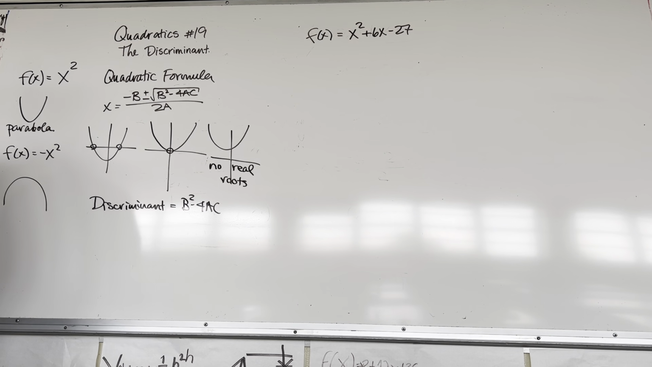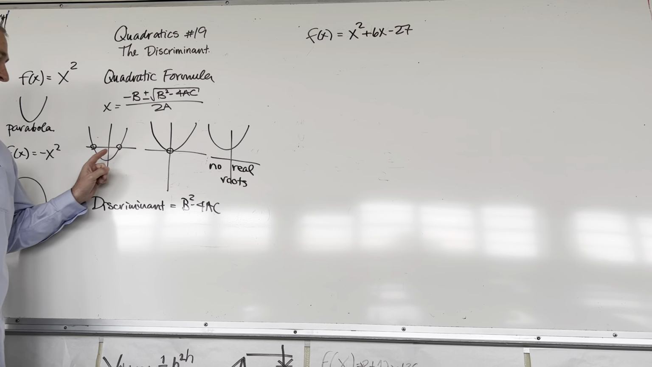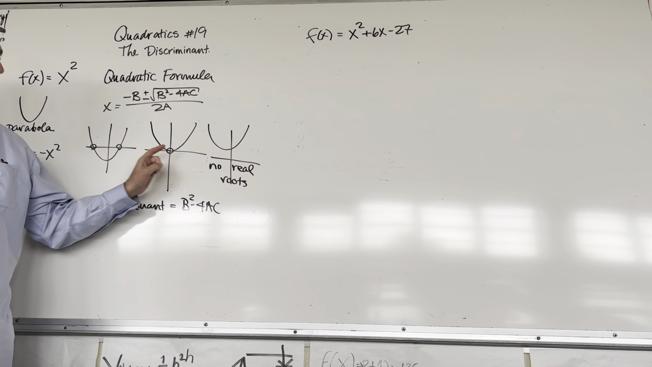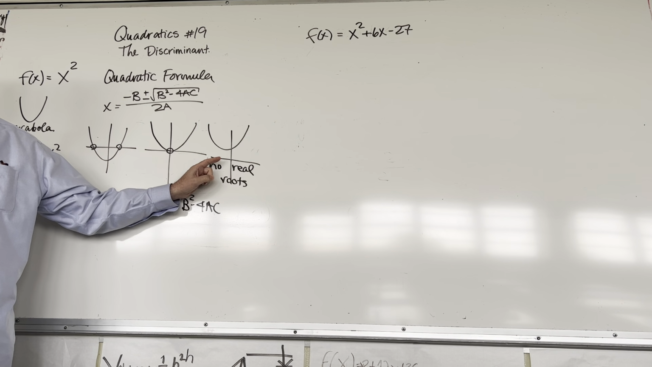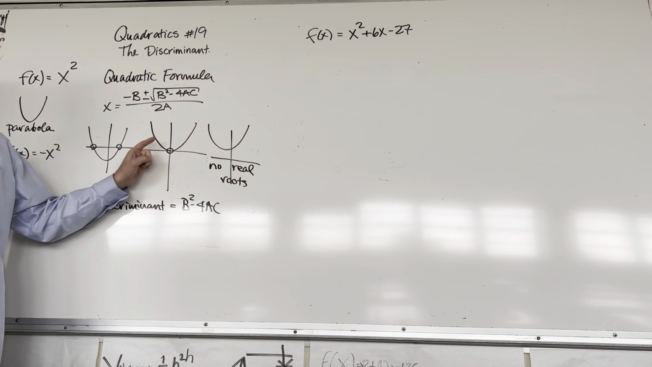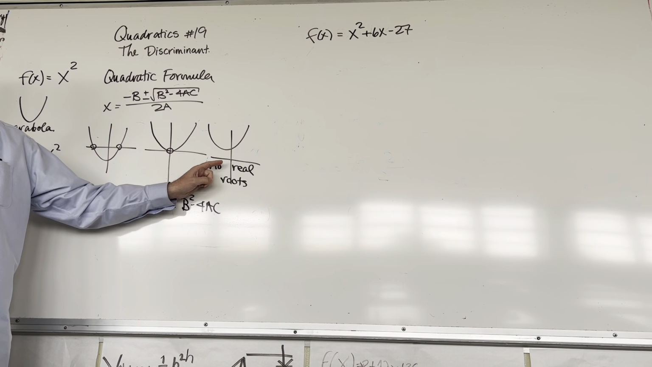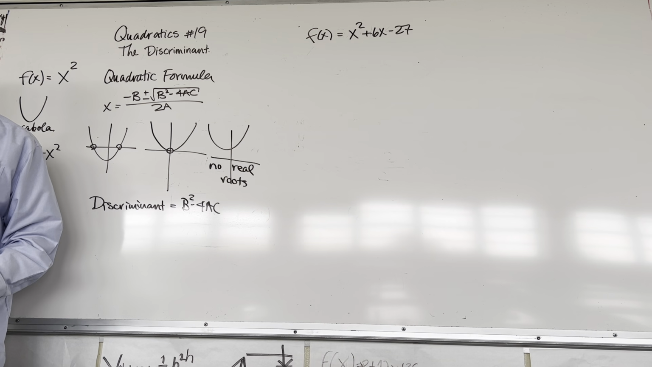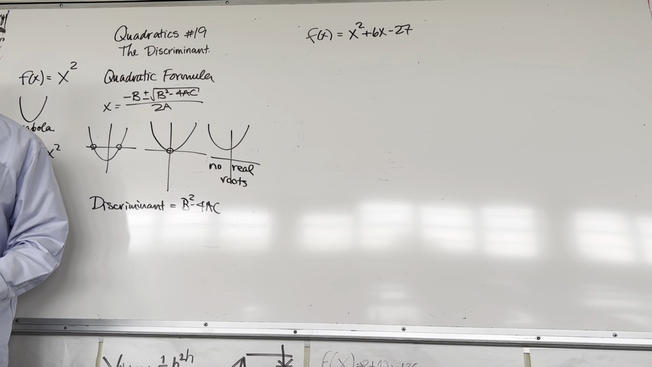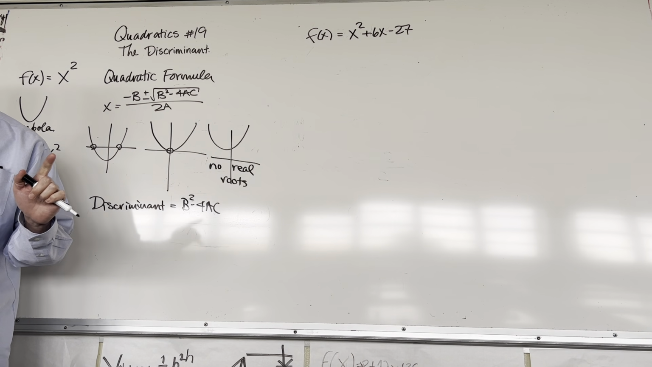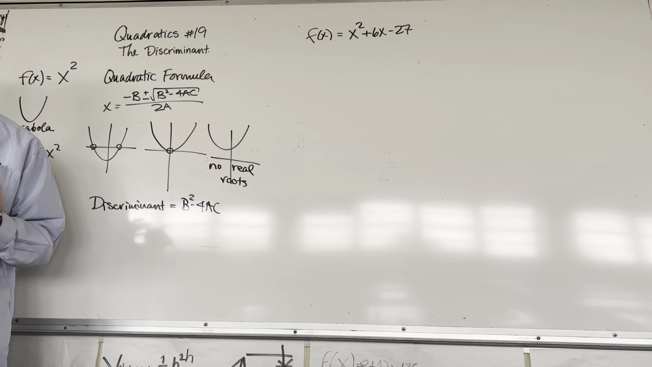First of all, what are your options? Hold up fingers. How many? There's none of these, right? It's only this, this, or this. You with me? That's your only options for roots. You've got 2, 1, or 0.